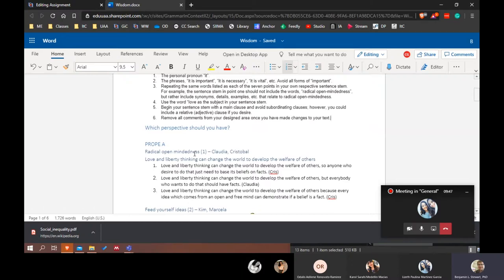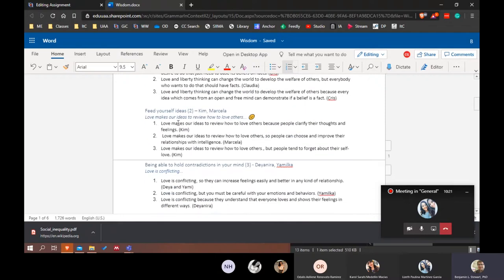All right, because we're going to have three different connectors, so, but, and because, we probably don't need another subordinating clause. Right, so in your sentence stem, try to avoid the subordinating clause. If you have a relative clause or other prepositional phrases, that's fine. But I think I would not include a subordinating clause that begins your sentence stem.